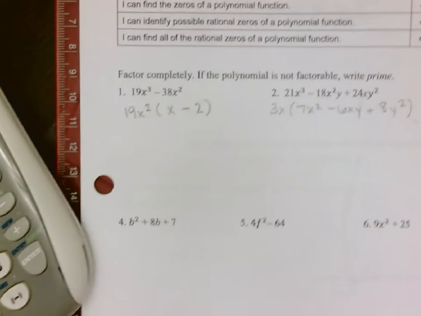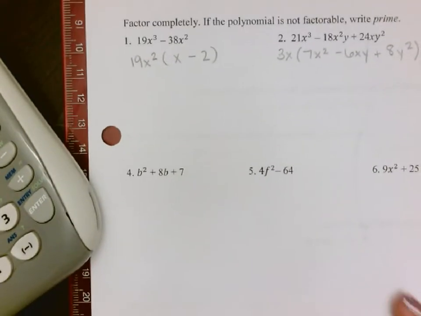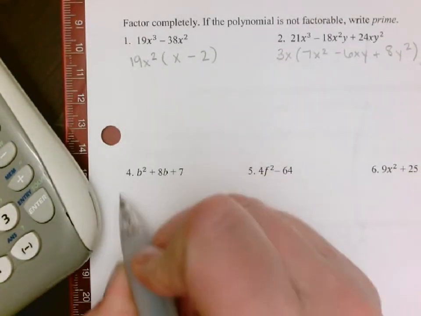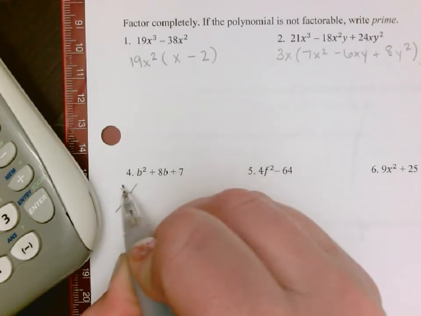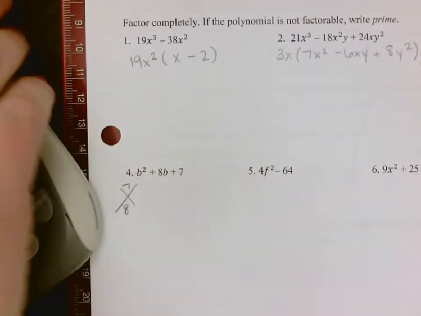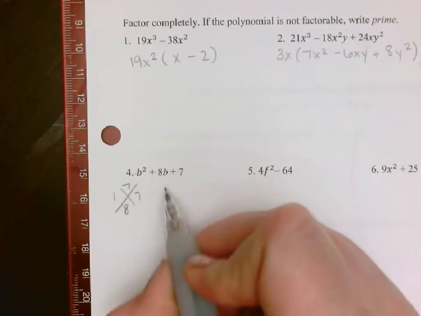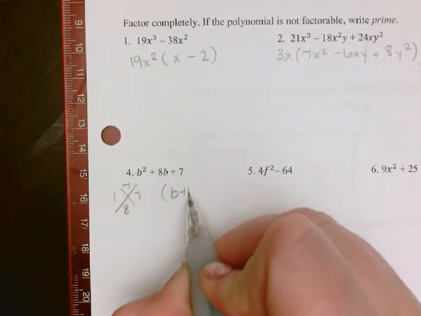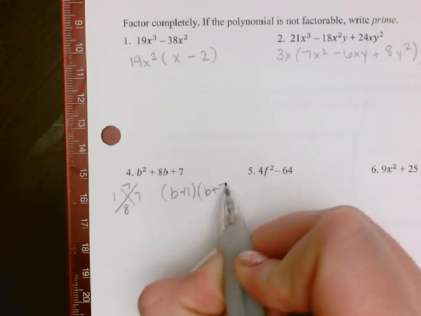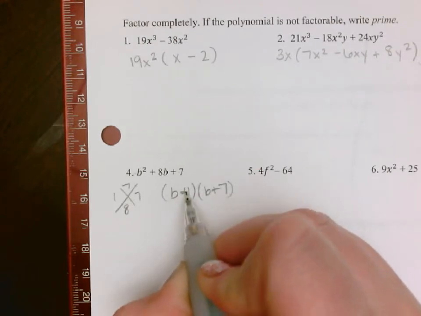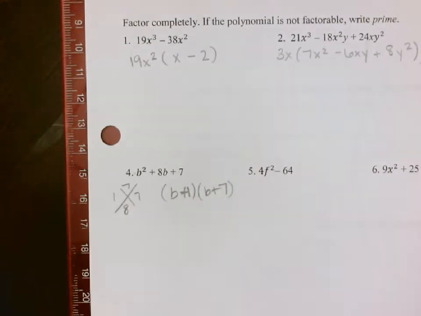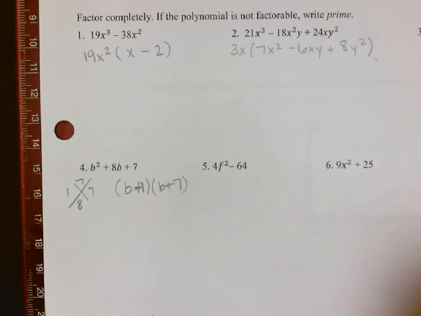So, jumping over here to the next one. 1 times 7 is 7, factors of 8. So, factors of 7 that add up to be 8 are 1 and 7. So, b plus 1, b plus 7. No solving, just factoring.